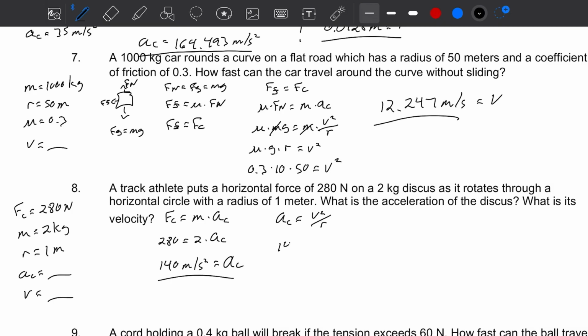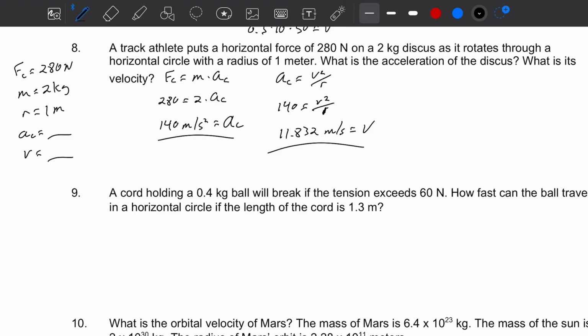Next, we're looking for velocity. Well, ac is v squared over r. ac we said is 140. So that's v squared over r. r is 1. Let's just turn that into a 1 real quick. So then v squared is equal to 140. So what's the square root of 140? 11.832 meters per second is that velocity. And we only have a couple more to go. We'll be done in the next 5 minutes or so, maybe 6 minutes.